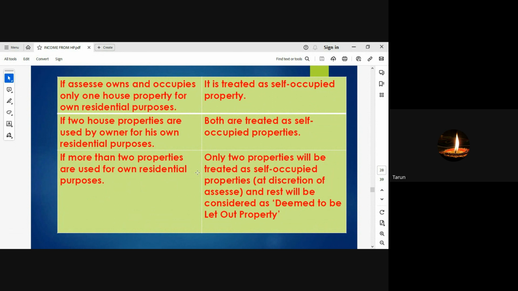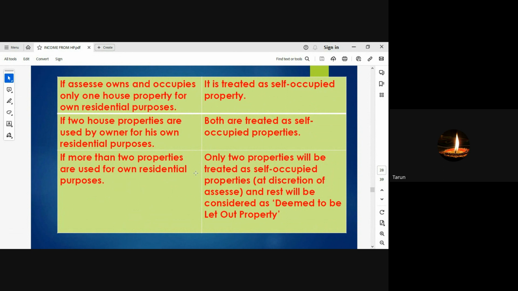If the assessee owns and occupies only one house property for own residential purposes, it is treated as a self-occupied property. If you have owned five lands, and on them you constructed a building with 4 floors, and one floor you have occupied for your own residence.